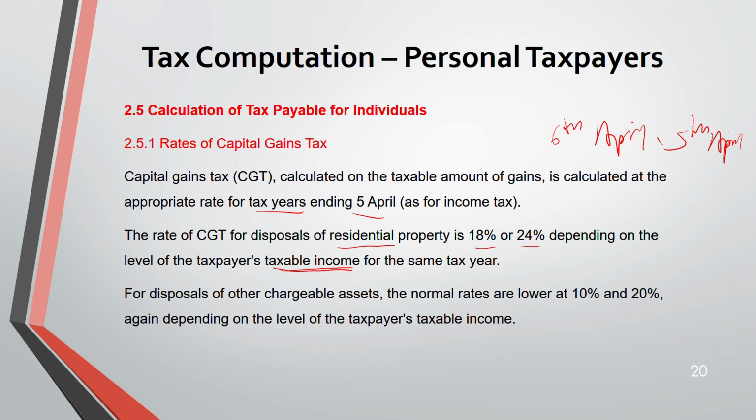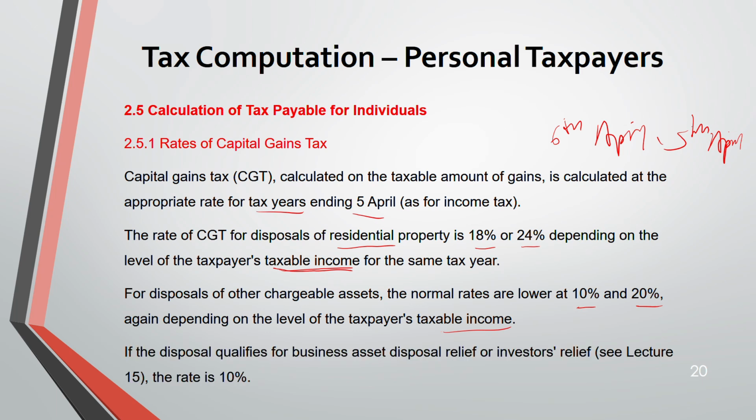And when you're disposing other chargeable asset, that means other than residential property, then the rates are lower than residential, 10 and 20%. Again this is depending on the taxable income. So the lower rate is 10%, upper rate is 20%. When it's a residential property, lower rate is 18 and higher is 24. In your exam they will always specify whether it's a residential property or not.